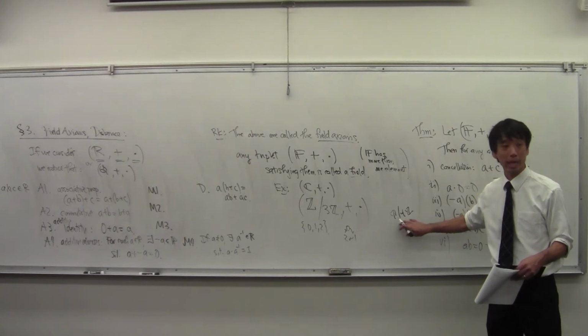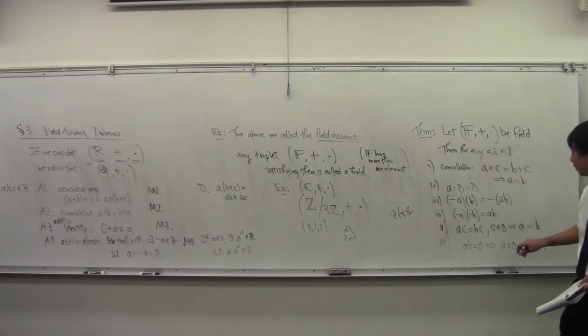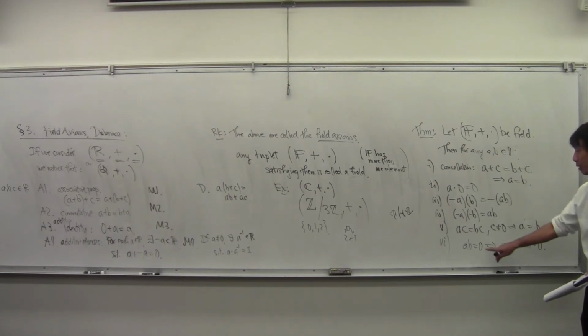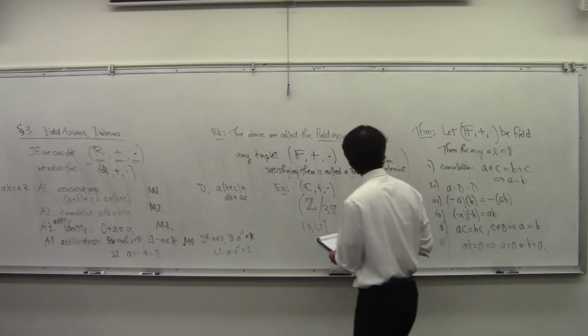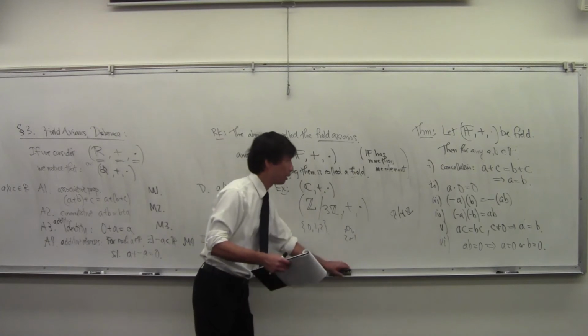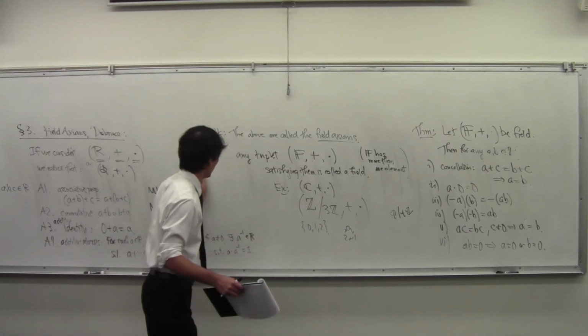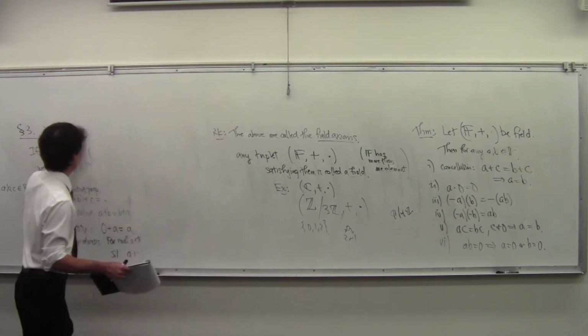Because you can get to 0 by multiplying 2 times 2. 2 times 2 is 0. Well, that's not supposed to happen in a field. In a field, whenever a product is 0, one of the factors must be 0. So all of these things we don't need to include in the axioms because they are consequences of the axioms.